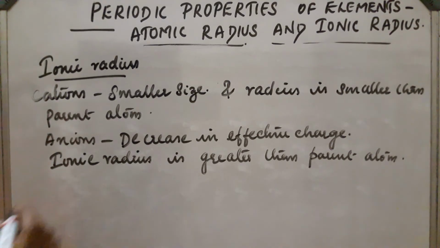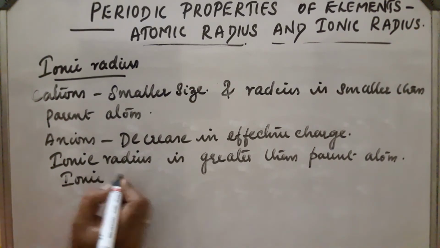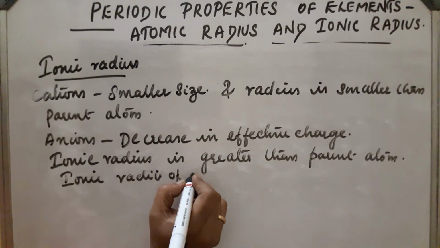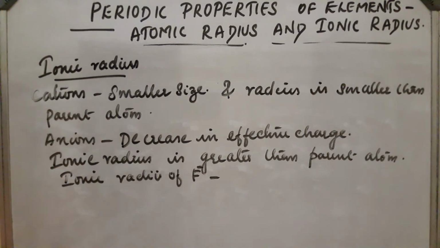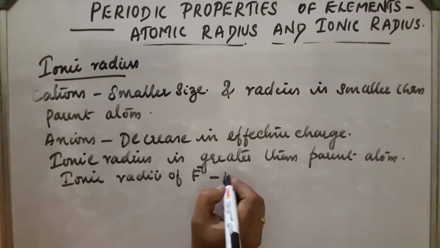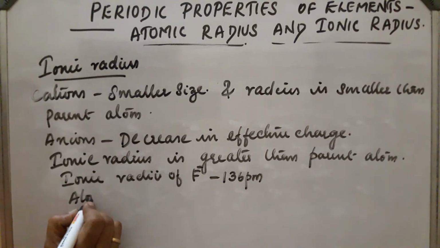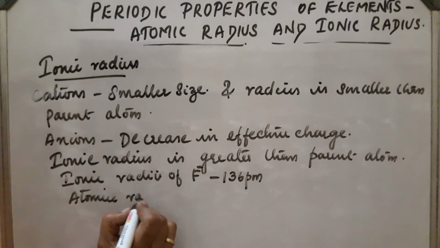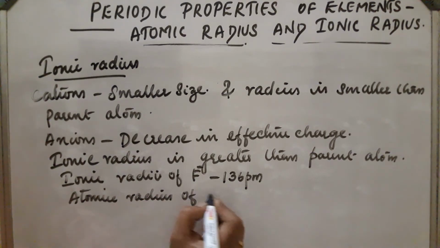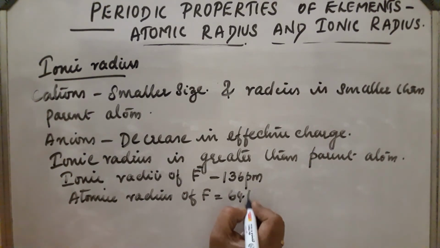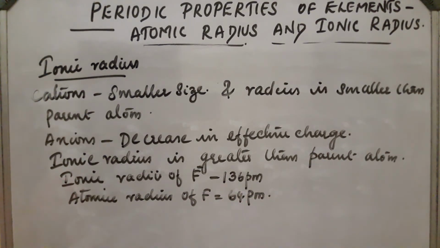Now, let us take a few examples. The ionic radius of F minus, fluorine, an anion, has a calculated value of 136 pm. And the atomic radius of the fluorine atom is found to be 64 pm. So from this we can see that the ionic radius is greater than the atomic radius. This is because of the bigger size.